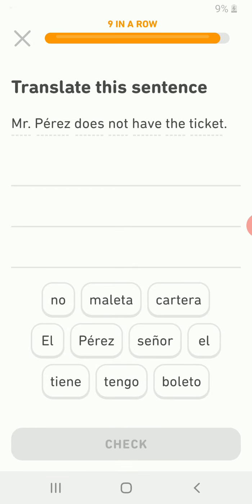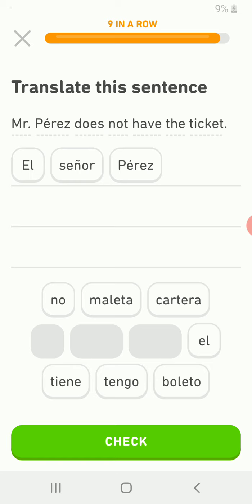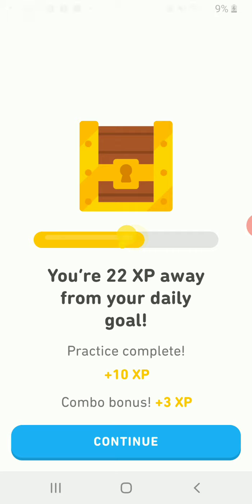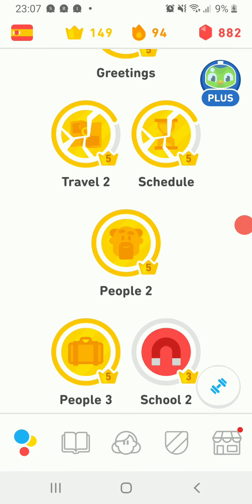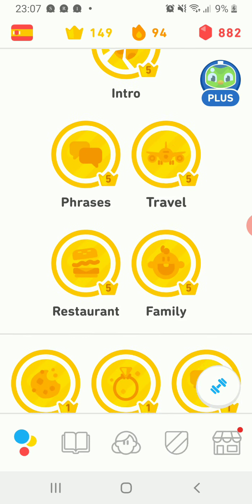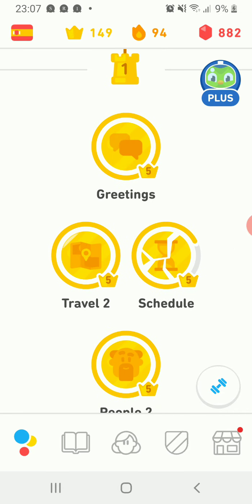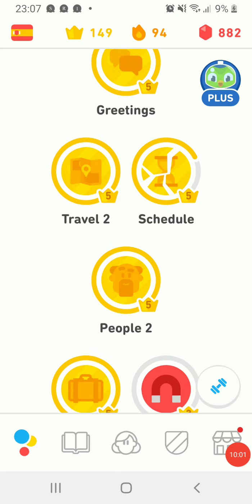And Mr. Perez does not have the ticket. That was where I messed up. So, el señor, because we're not addressing directly to the person. So, el señor Perez no tiene el boleto. And that's it. So that was the second exercise. Now we've restored travel 2. We've restored something else above there, and what we're going to do is the schedule lesson.